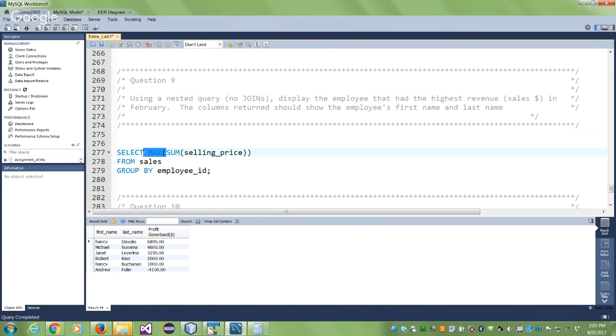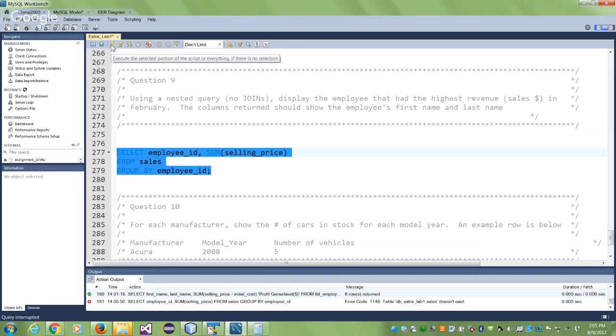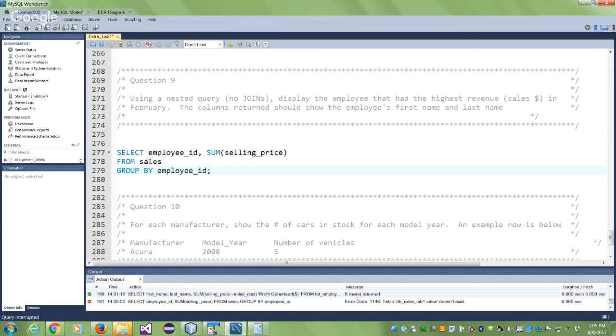Okay, so I'm going to do it in steps. So the first thing I'm going to do is sum up the selling price from sales, grouping by employee ID, right? So, okay, that makes sense. Let's try. Okay, so this should show me each person's employee ID, and this table sales doesn't exist. Yeah, the table is wrong.